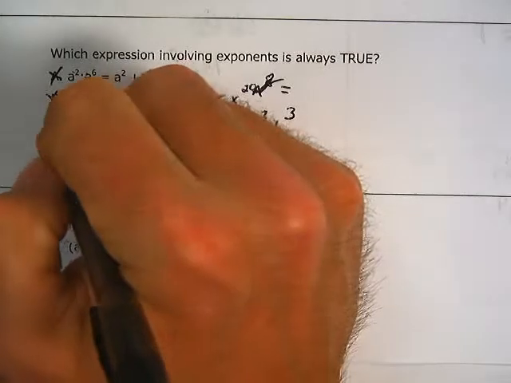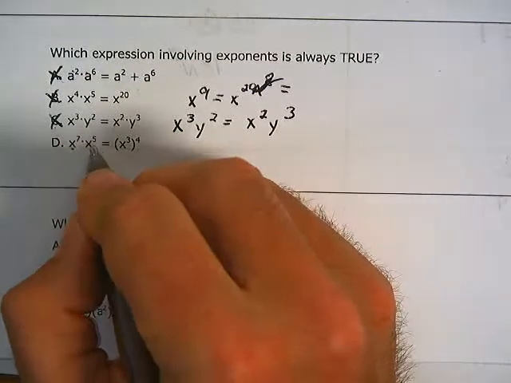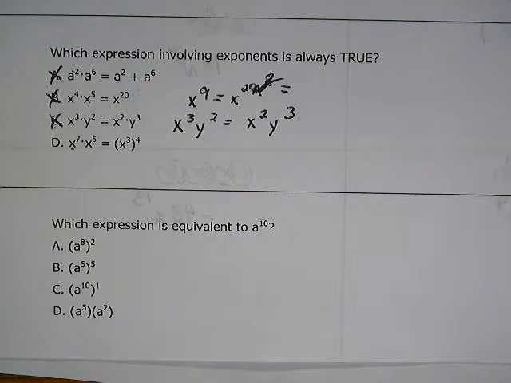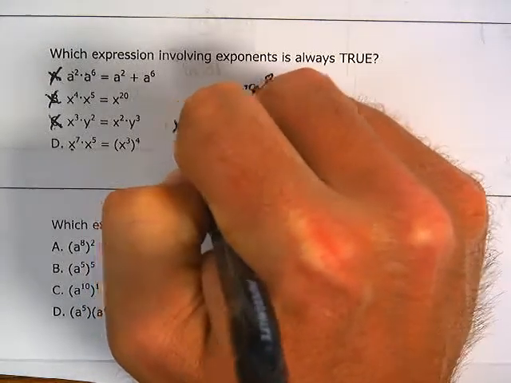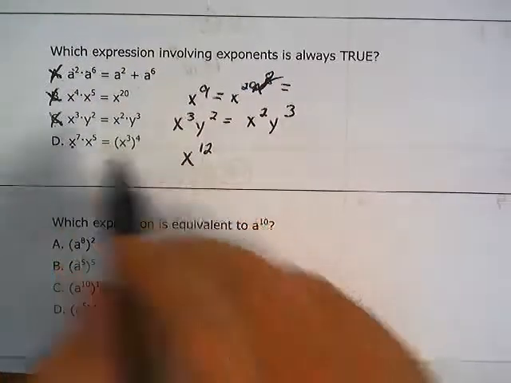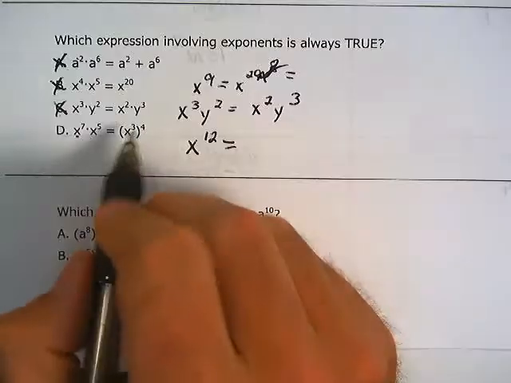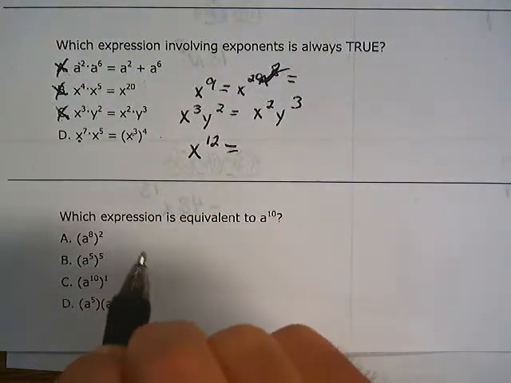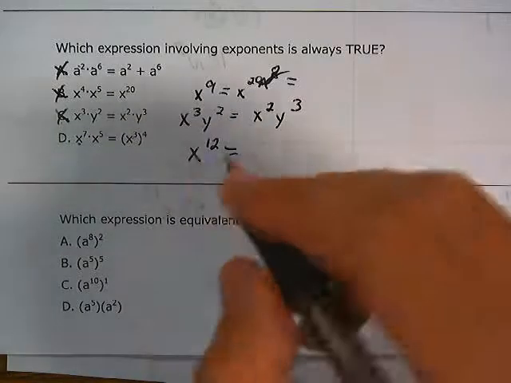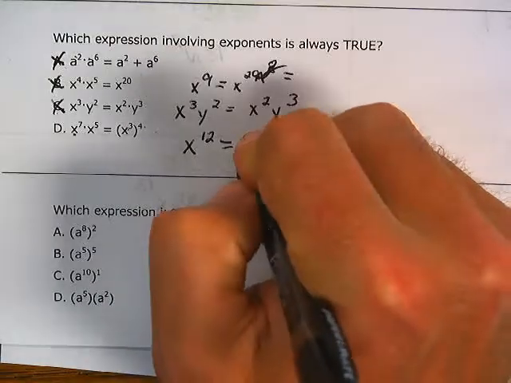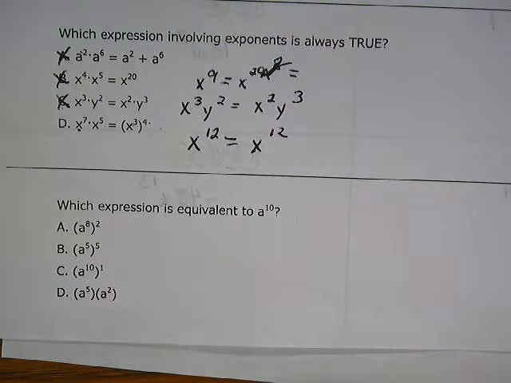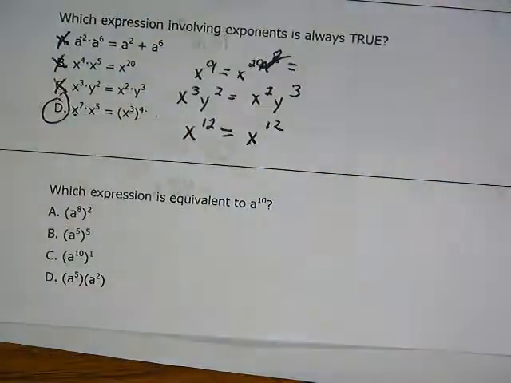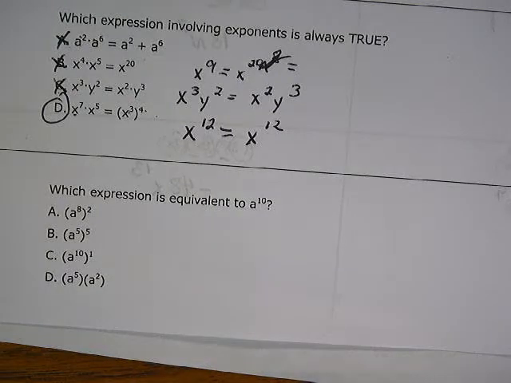So then the last one, x to the 5th times x to the 7th. Multiplying like bases, add the exponents, that would be x to the 12th. Does that equal, we're raising a power to a power. What do we do? We multiply the exponents. 3 times 4 would give me x to the 12th. Does x to the 12th always equal x to the 12th? Yes, it does. So there's my answer.